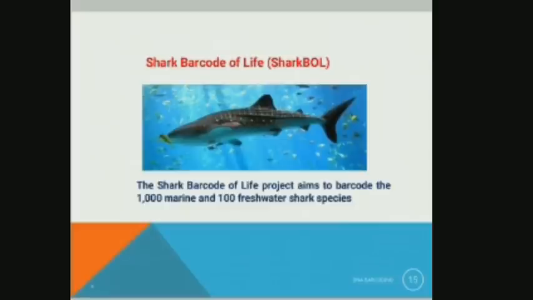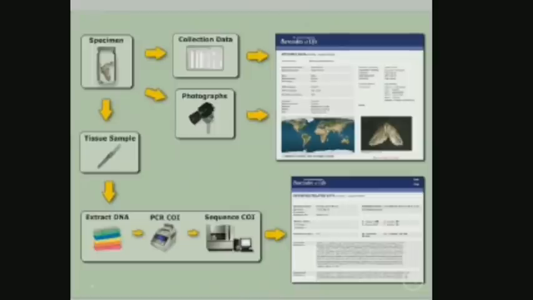Even within fish itself, for a very important group of organisms such as sharks, conservation is gaining importance. For sharks alone, there is a consortium working on this. Apart from FISH-BOL, we have some specific groups like SHARK-BOL, which contains all the shark species of marine and freshwater origin.